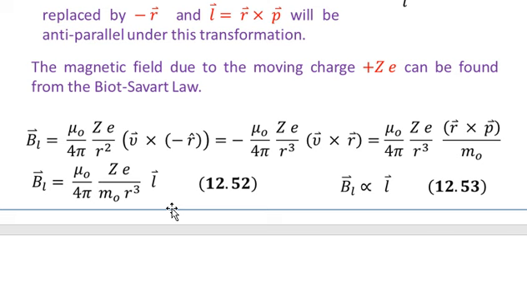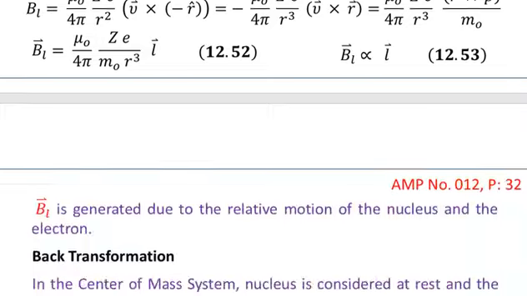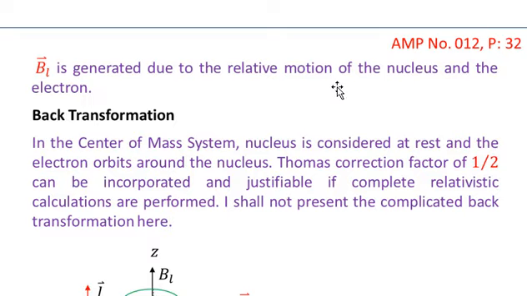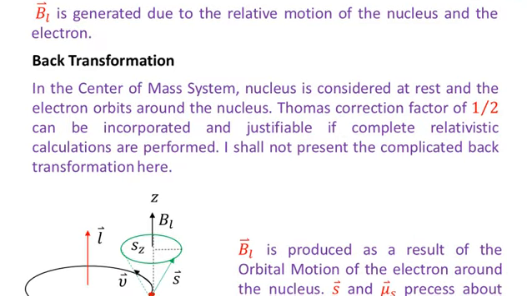And you know that BL has the same direction as that of L. So BL is generated due to the relative motion of the nucleus and the electron. Back transformation: in the center of mass, the nucleus is considered at rest, which we usually do, and the electron orbits around the nucleus. Thomas correction of 1/2 can be incorporated and justifiable if complete relativistic calculations are performed. I shall not present the complicated back transformation here.